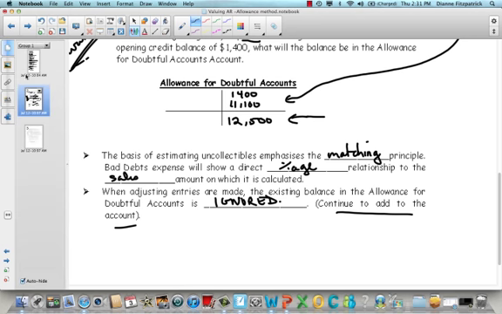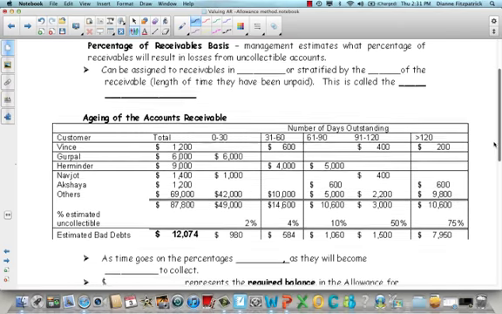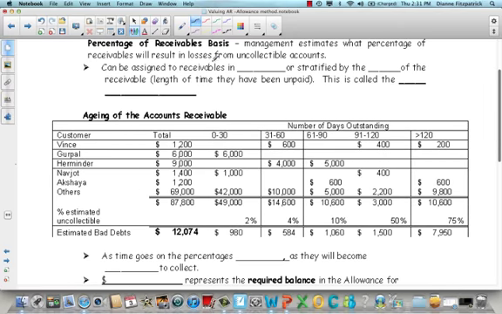Okay, so let's look at the next part. So now let's look at the percentage of receivables. In the percentage of receivables, management estimates what percentage of receivables will result in losses from uncollectible accounts. Okay, and it can be assigned to receivables, and we talked about this, in two different ways. In total, so you just take the total accounts receivable and multiply it by the percentage, or stratified by the age of the receivable, which is the length of time they have been unpaid. This is called an aging, and we talked about this already a couple of slides ago. Aging of the accounts receivable.